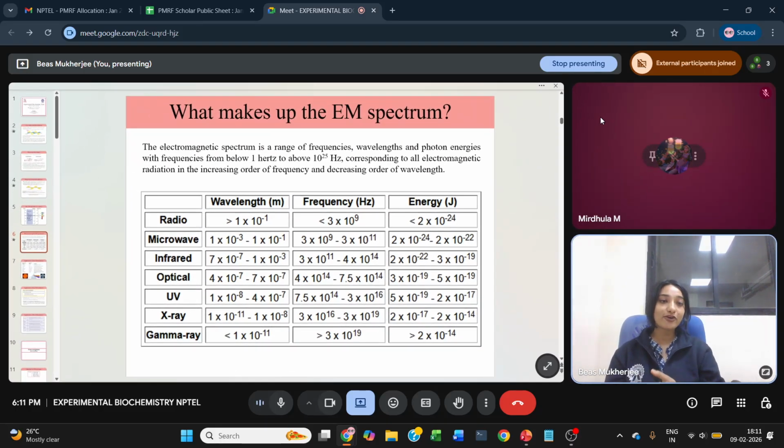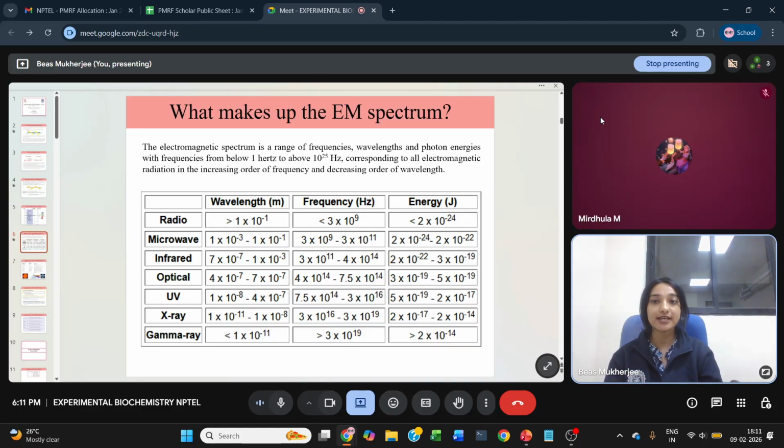Okay, hello. So we are talking about electromagnetic radiations in today's class. Let's continue. So we are looking at the different electromagnetic radiations that are there. The electromagnetic spectrum is a range of frequencies, wavelengths and photon energies with frequencies from below 1 Hertz to above 10 to the power 25 Hertz. Corresponding to all electromagnetic radiations, in the increasing order of frequency and decreasing order of wavelength, that is given in this figure.